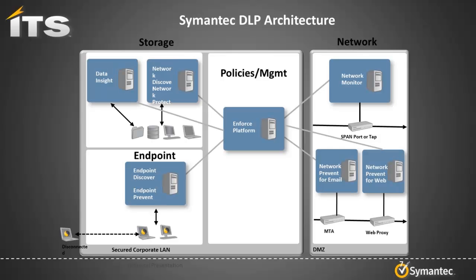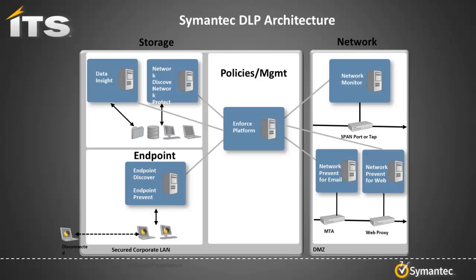Over on the right-hand side is the DMZ aspect, where Network Monitor, Network Prevent for Web, and Network Prevent for Email kind of sit. The Network Monitor was the aspect we spoke about, all your data in motion. It looks at HTTP, HTTPS, FTP traffic, IRC chats, AIM, Yahoo Instant Messenger, and a few other things that you may or may not want to monitor. It can be Telnet and also SSH.